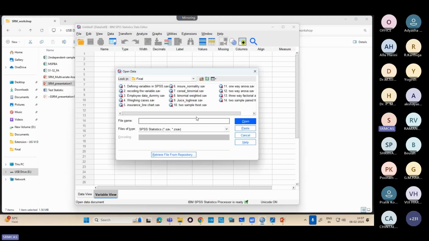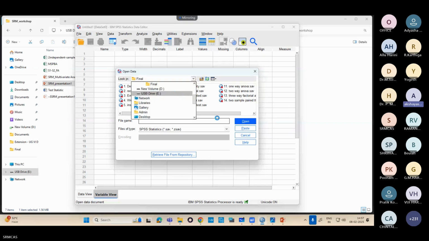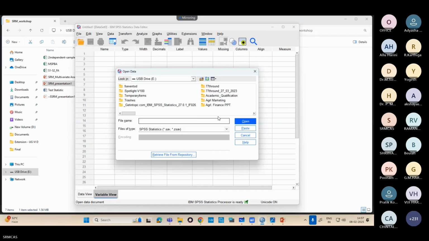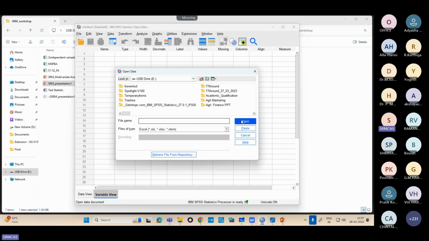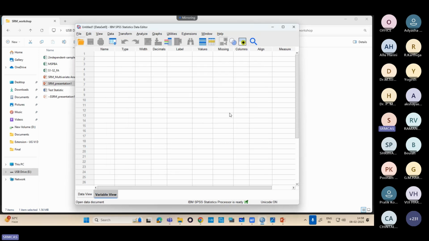So I think all of you know how to operate SPSS, how to import data and do analysis. So let me do this two sample test.